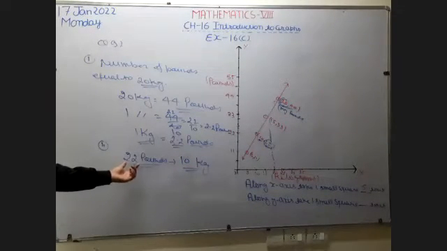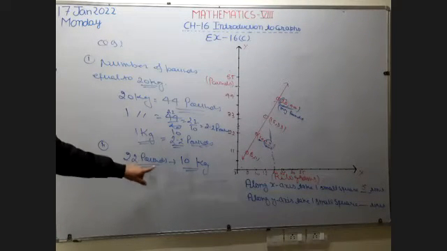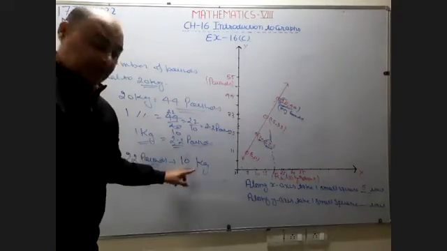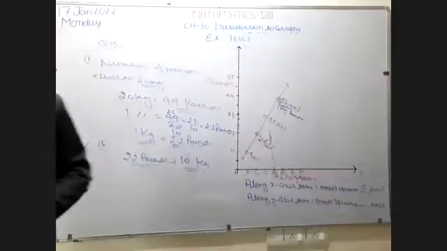The weight of the girl in terms of pounds is 22 pounds, which is equal to 10 kg. I hope it is clear to everyone.